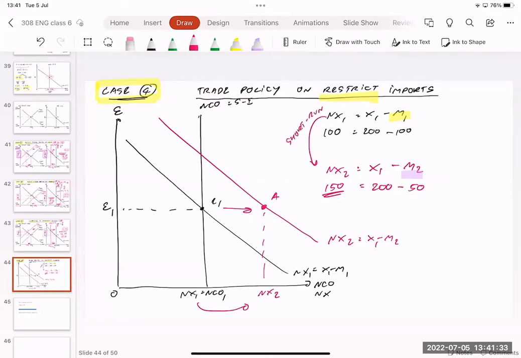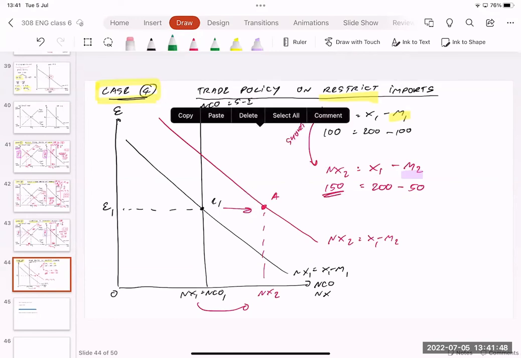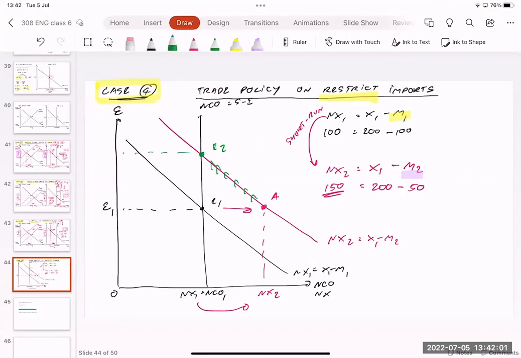How about in the long run? In the long run, I change to the green color. In the long run, point A is not the equilibrium point. Point A is going to move up to the new equilibrium point, here E2. When point A moves up, what does it mean? The real exchange rate starts going up from E1 to E2.